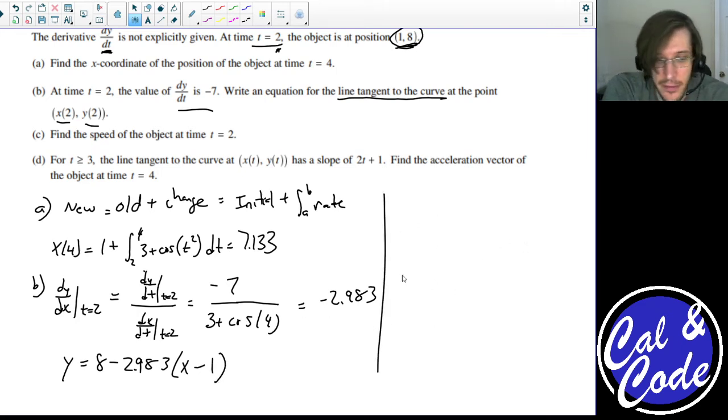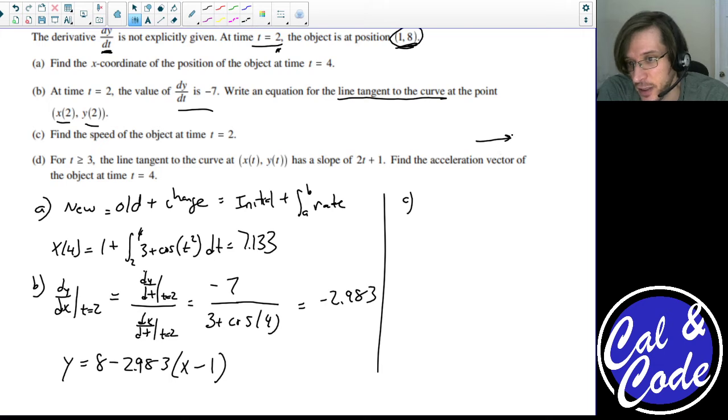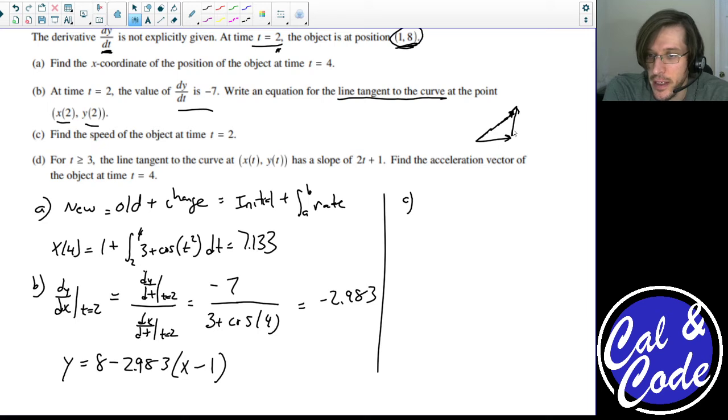Alright, so there we have it. There's A and B. C part is asking about speed. To figure out speed in parametrics, you have to think about the fact that we're going to be given maybe a velocity in the x direction and maybe a velocity in the y direction. What we need to do is find the magnitude of the resultant of those two vectors. So we need to find the hypotenuse of some sort of right triangle.